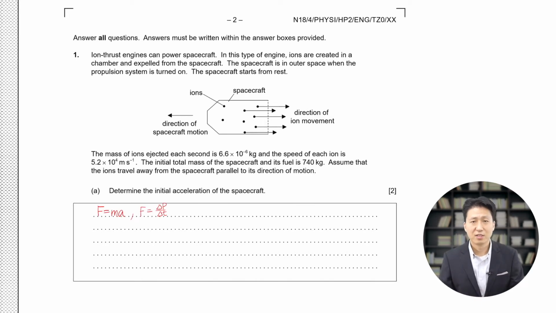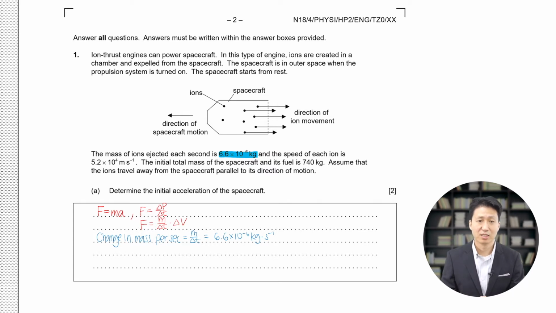So first of all, we have to get two equations. First, Newton's law: force equals mass times acceleration. Second, the force is also equal to the impulse divided by the time. Getting the impulse is a relatively easy task. The only thing you have to find is a change in mass and multiply by the change in velocity. The change of mass over time is what we call the rate of change of mass, and this is given by the problem as 6.6 times 10 to the negative 6 kilograms per second. The information is highlighted in blue in the problem.